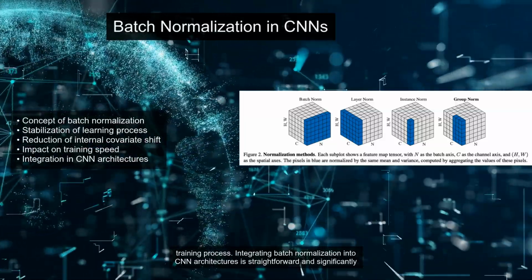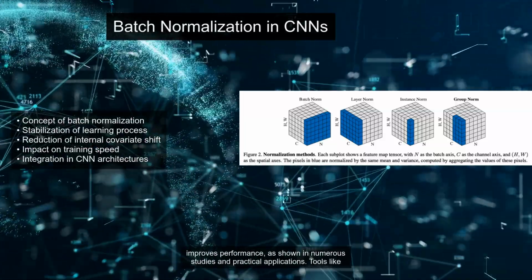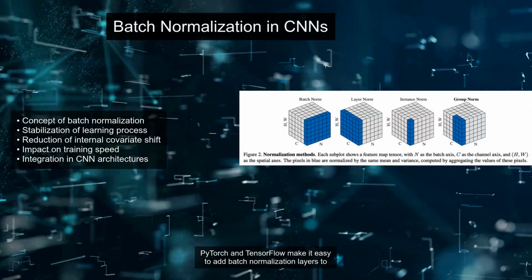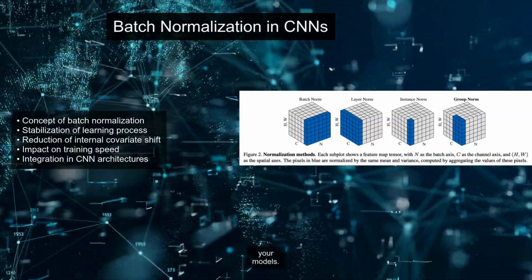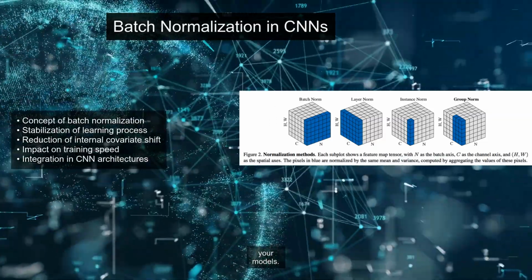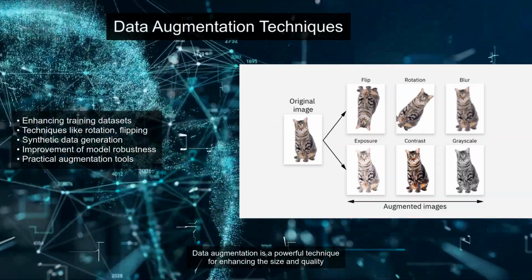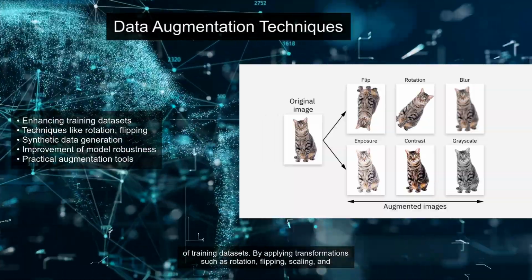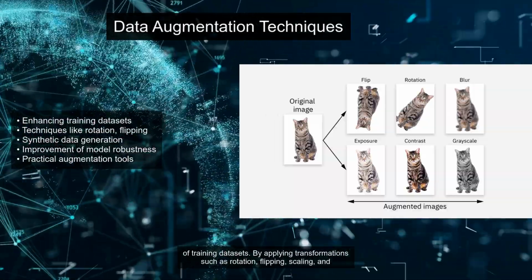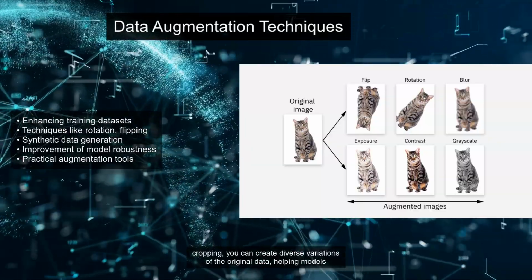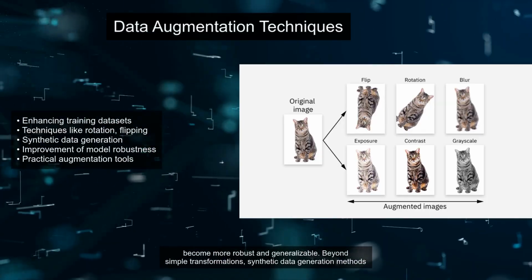Integrating batch normalization into CNN architectures is straightforward and significantly improves performance, as shown in numerous studies and practical applications. Tools like PyTorch and TensorFlow make it easy to add batch normalization layers to your models. Data augmentation is a powerful technique for enhancing the size and quality of training datasets. By applying transformations such as rotation, flipping, scaling, and cropping, you can create diverse variations of the original data, helping models become more robust and generalizable.